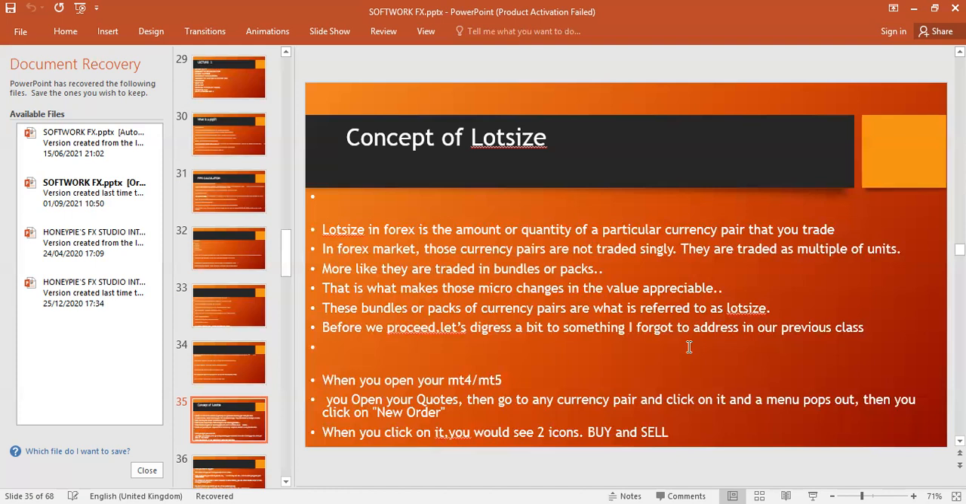For the least lot size, which is 0.01 on the currency market, you should be looking at maybe $50 to $100 in your account. Then you are expected to use the least lot size. So by the time we get to practical, you get to see all that.